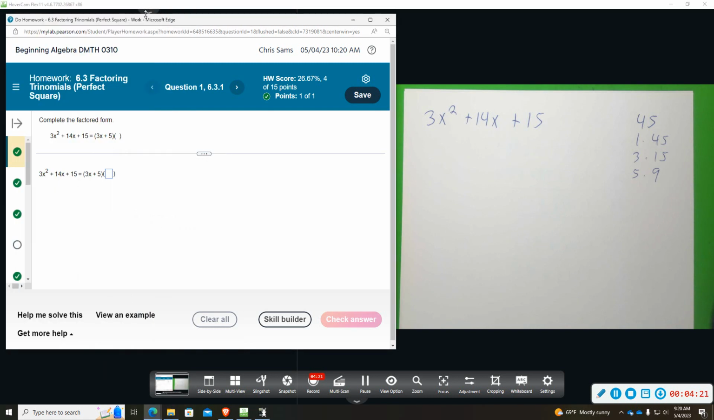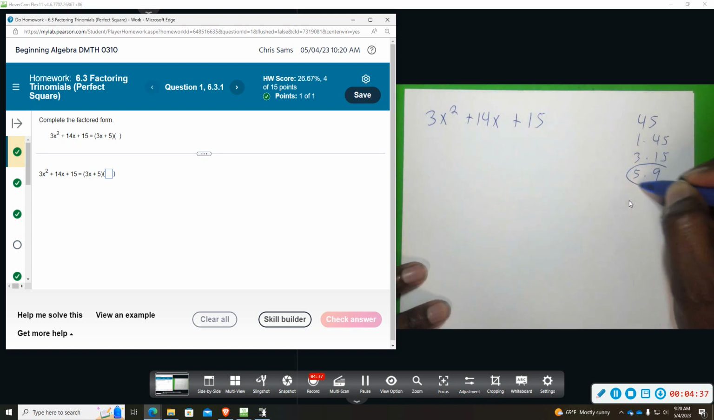Okay, so what do we do with this list? The next step is to look at the second sign, which is a positive. I'm going to add to try to get 14. So do any of these numbers add to give us 14? 5 plus 9. Okay, so I find those. I write a circle, and that means it will factor.